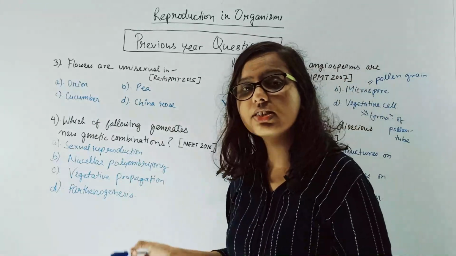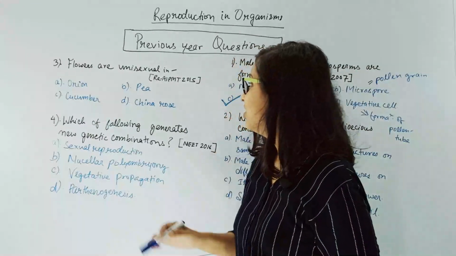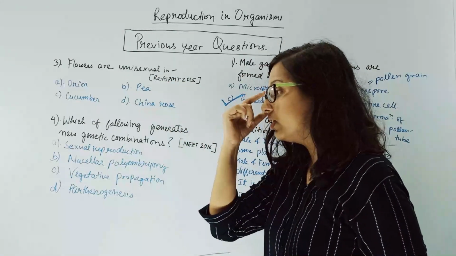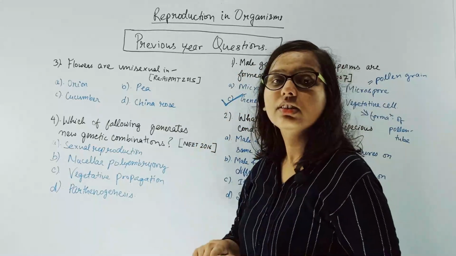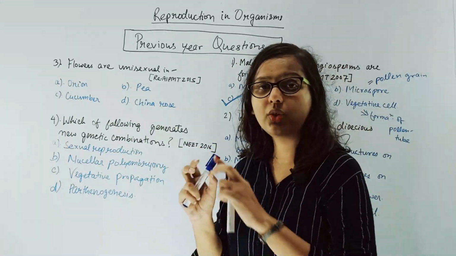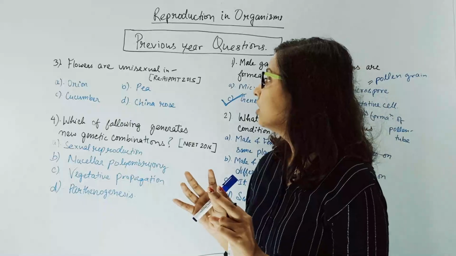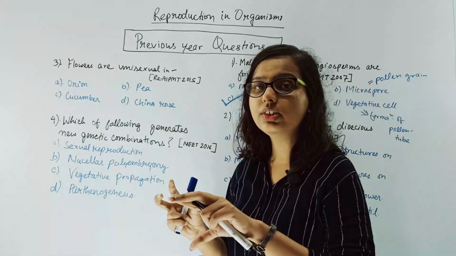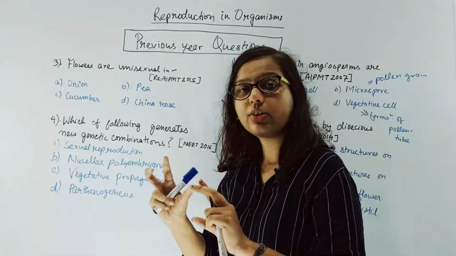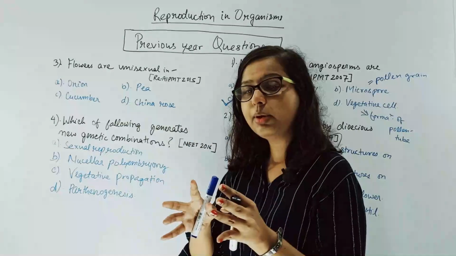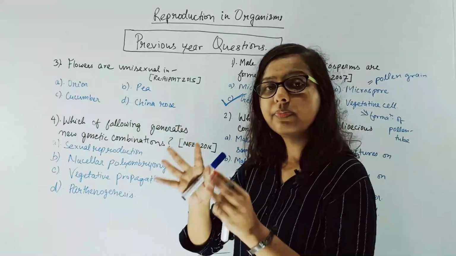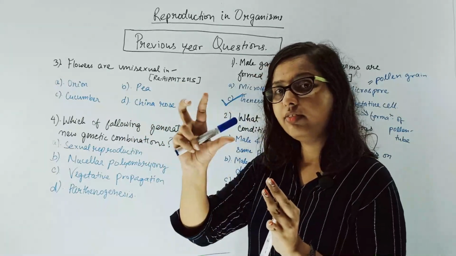Unisexual and bisexual I have discussed already in the previous lecture. So unisexual is what? Unisexual is a condition when only one type of reproductive structure is found in one flower. So the terms unisexual and bisexual in case of plants are used for the flower. A flower can be unisexual, a flower can be bisexual. But monoecious and dioecious terms are used for a plant. A plant can be monoecious, a plant can be dioecious. Unisexual and bisexual are for flowers; monoecious and dioecious are for plants.